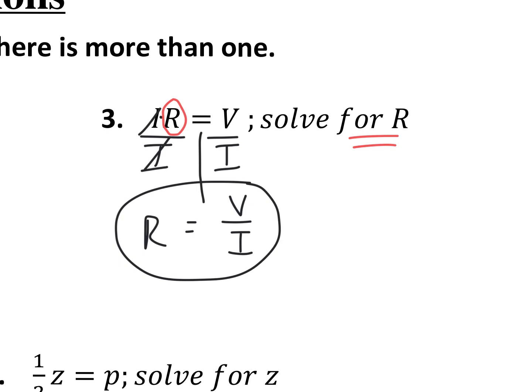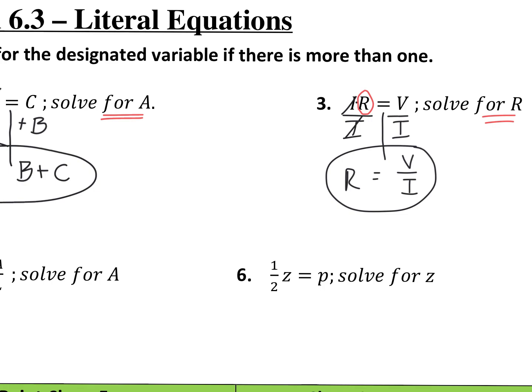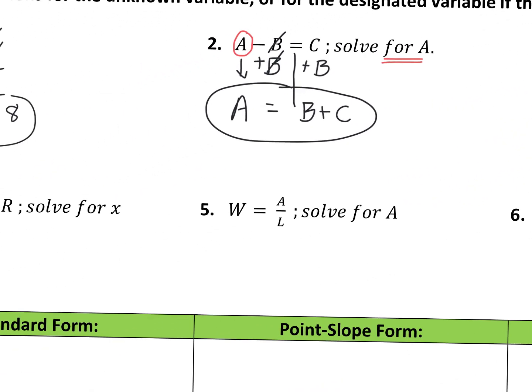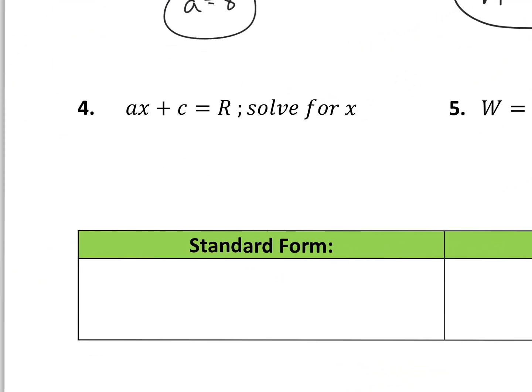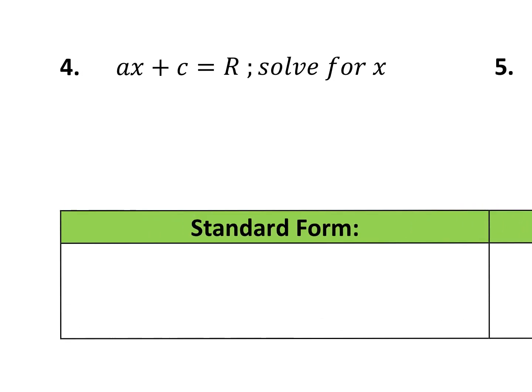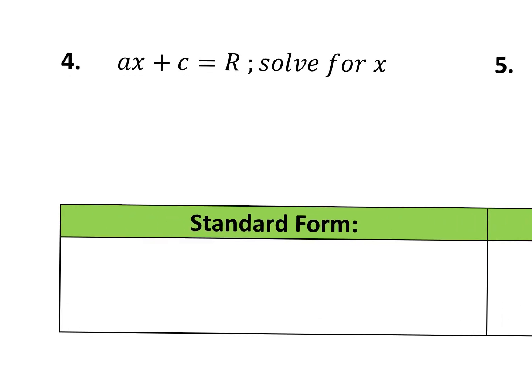Let's look at the next example. Remember, at any time, if I'm going too fast for you, you can always pause the video and get what you need before you start it up again. All right, let's look at this next one. A times x. Remember, A next to x means multiply. A times x plus c is equal to r. And we are solving for x. I'm going to circle the x.